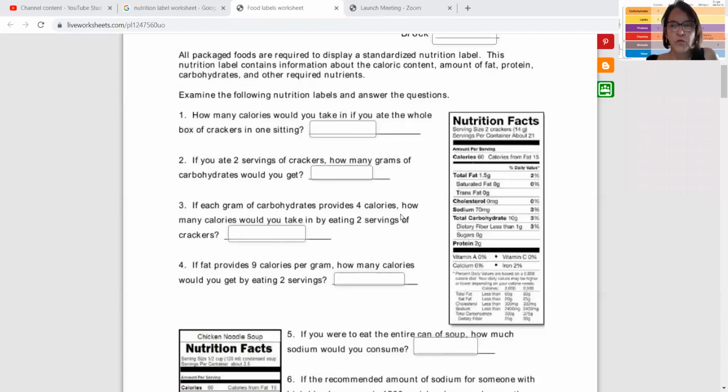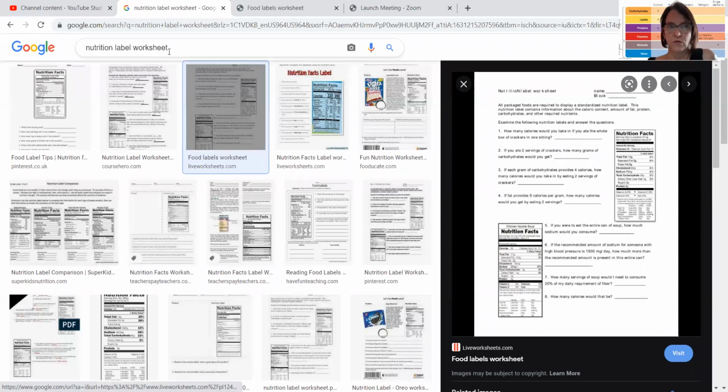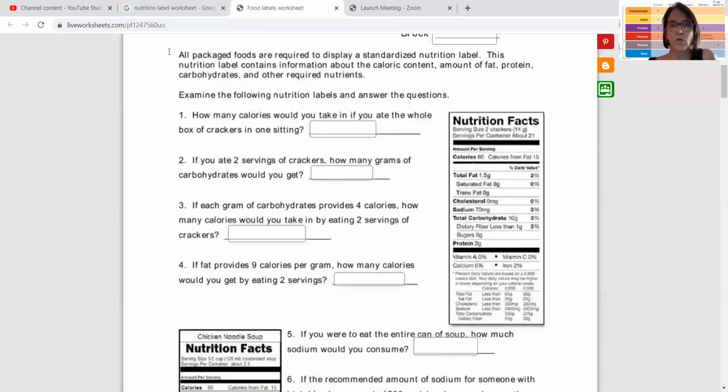Let's try to see another example on how to find information in the food labels and to answer some typical exercises you can have. If you want to practice this topic, you can just Google nutrition labels worksheets, and you will find many of them. I just found one of them, and that's the one I will be using to answer this. The first 4 questions are about these labels in the right side of the screen.